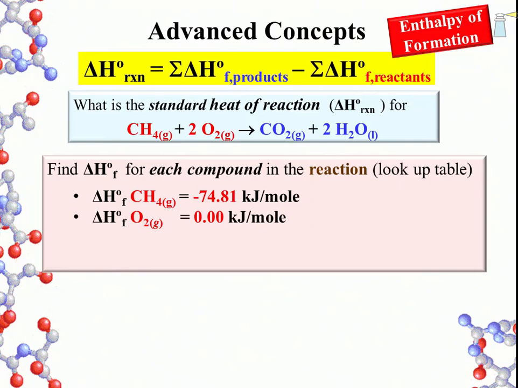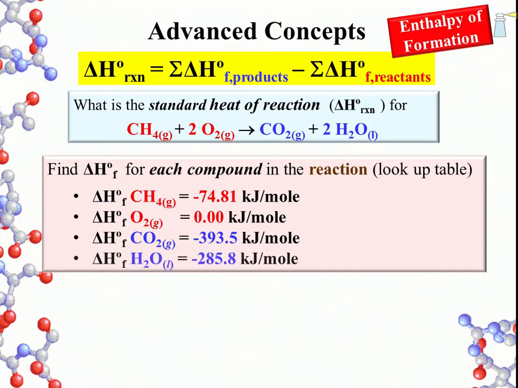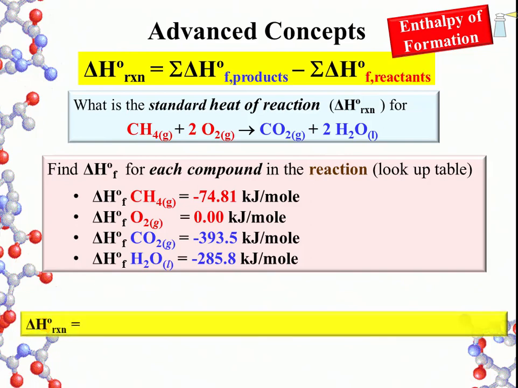The first product compound is carbon dioxide. It is a stable compound with a large delta HOF. Finally, there's the product water. It too is a stable compound with a standard enthalpy of formation of minus 285 kilojoules per mole. With that done, it is time to set up the standard heat of reaction equation.